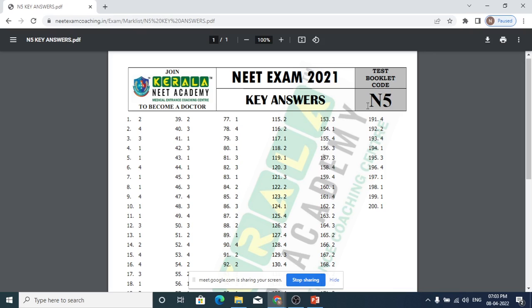So it is given. I would strongly recommend all of you spend about an hour or so. Take any NEET 2021 paper, any code, and then compare the answers.